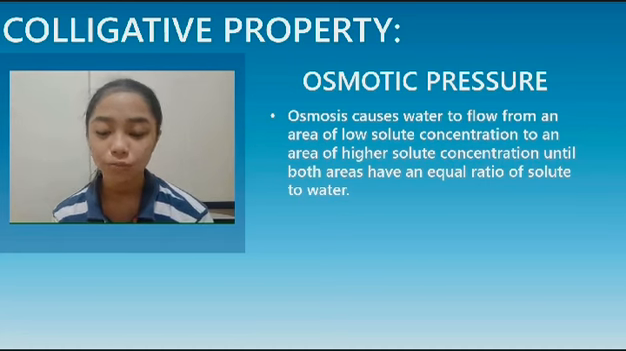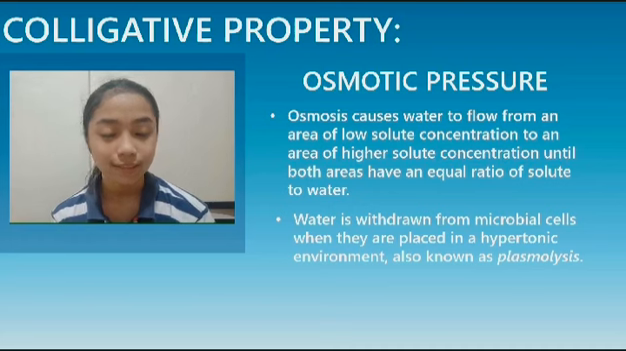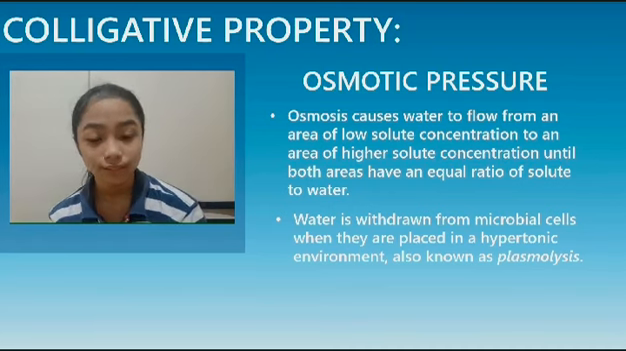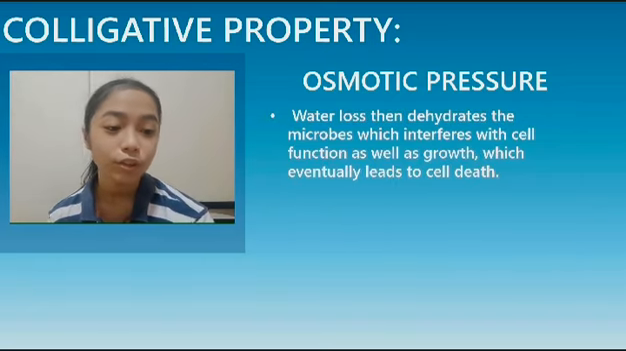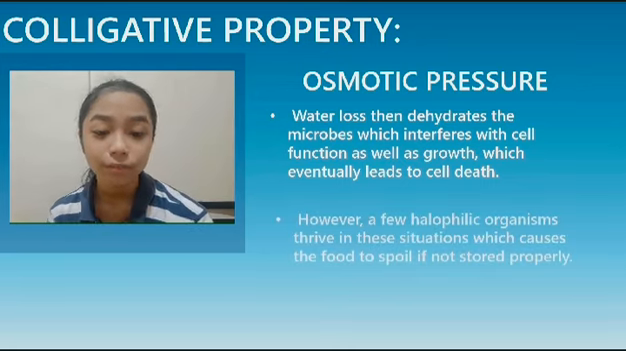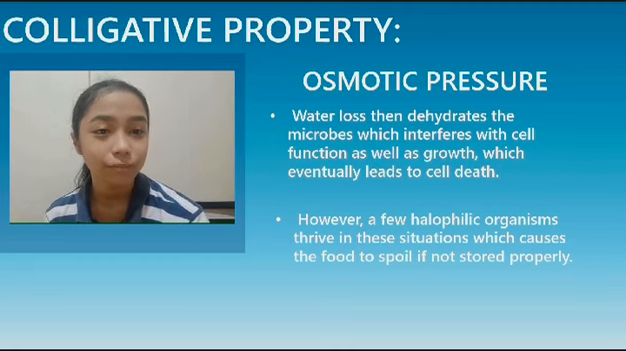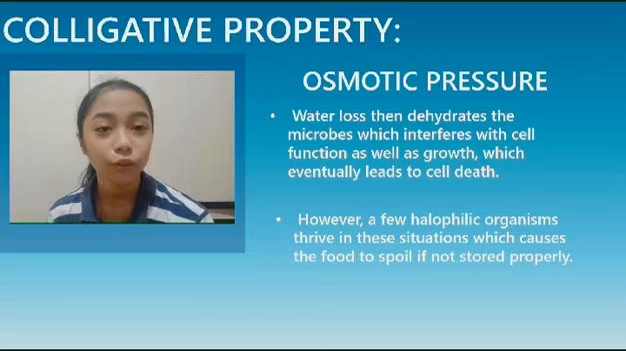By the principle of high osmotic pressure, water is withdrawn from microbial cells when they are placed in a hypertonic environment. This effect is also known as plasmolysis. Water loss dehydrates the microbes, which interferes with cell function as well as growth, which eventually leads to cell death. However, a few halophilic organisms thrive in these situations, which causes the food to spoil if not stored properly.